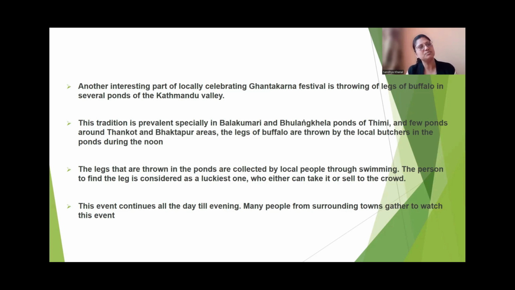So this tradition is prevalent, especially in Balkumari and Bulankhel Pokaris ponds of Timi, and a few ponds around Thankot and Bhaktapur areas. So the legs of buffalo are thrown by the local butchers during the noontime in the different local ponds over there. The legs which are thrown in the pond are collected by local people through swimming. So the person to find this leg is considered the luckiest one, who can either take it, or because it has the meat, they can sell it to the crowd.